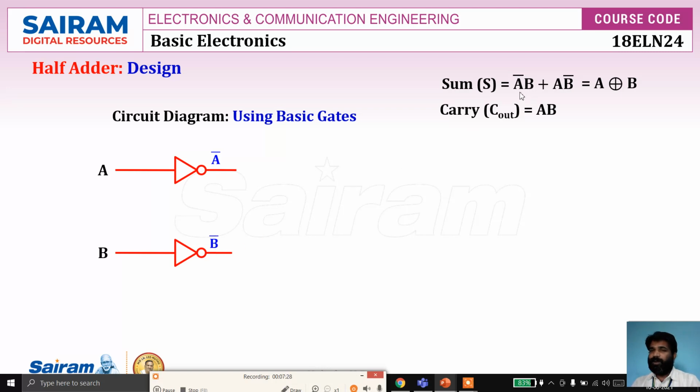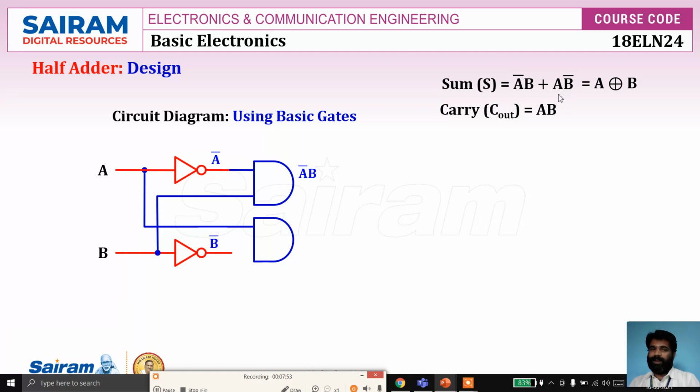To implement the first product term, that is A bar B, we need one AND gate. One input is A bar and the other input is B. We draw a line from B, so its output is A bar B. Correct? And similarly, to implement the second product term, we use one AND gate. Inputs are A and B bar. Draw a line from A and a line from B bar, so its output is A B bar. And we need to add these two, A bar B plus A B bar.